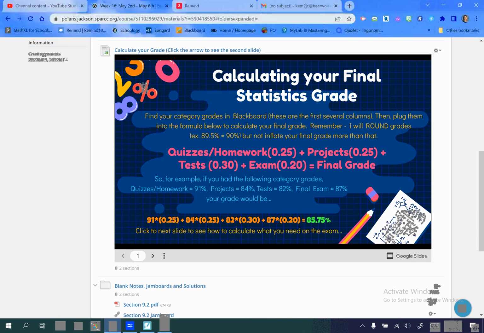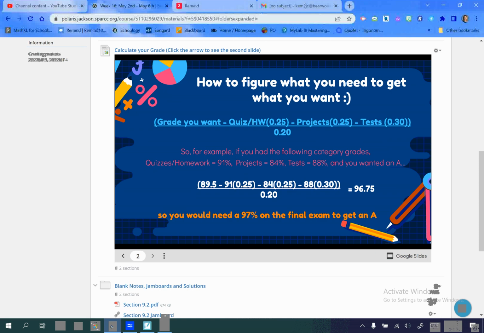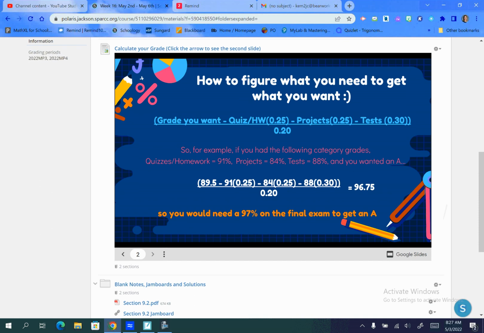So you can use that as kind of an approximation in the meantime, but you can use this to figure out what you have. There's also a second slide that gives you a formula there, so you can plug in the averages that you see in Blackboard to see whatever you're shooting for in the exam.